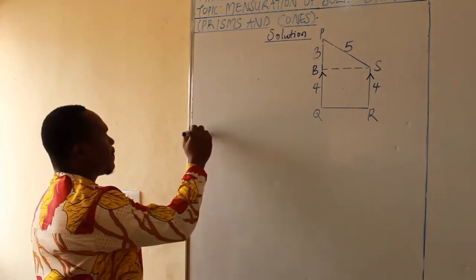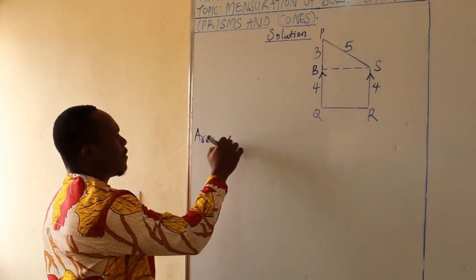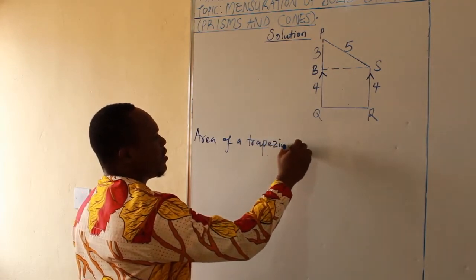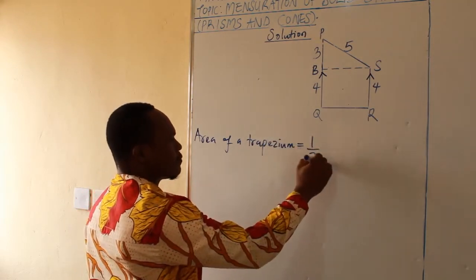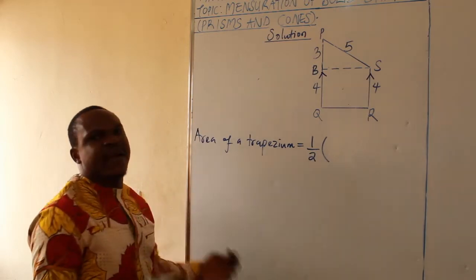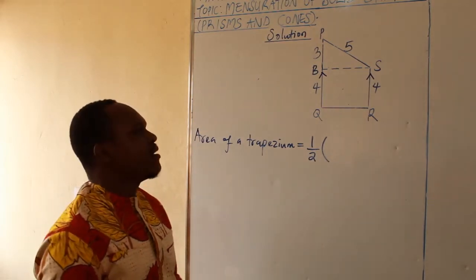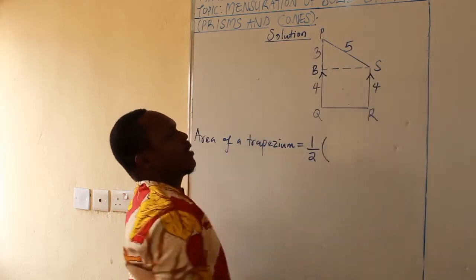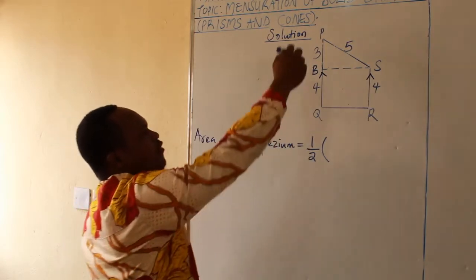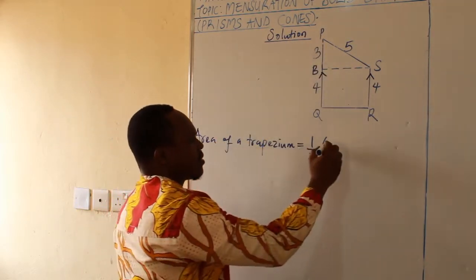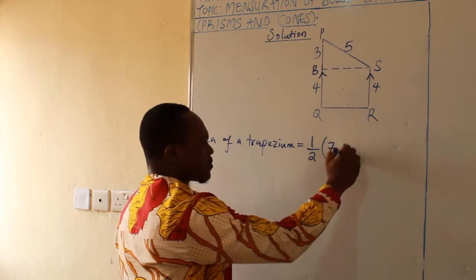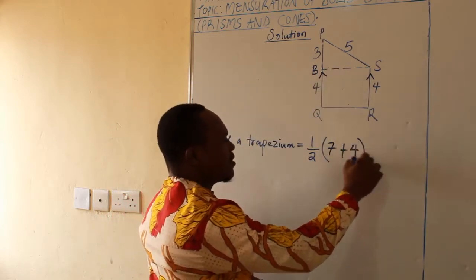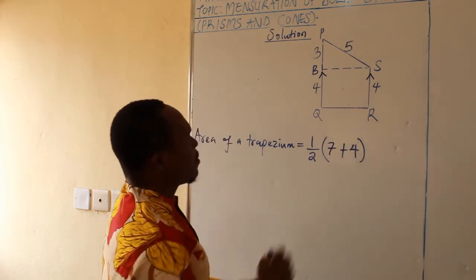And the formula for the area of a trapezium is half the sum of its parallel sides multiplied by the height. The parallel sides are PQ and SR. So the length of PQ is 3 plus 4, which is 7 centimeters, plus the other one, SR, which is 4 centimeters. Now multiply by the height.